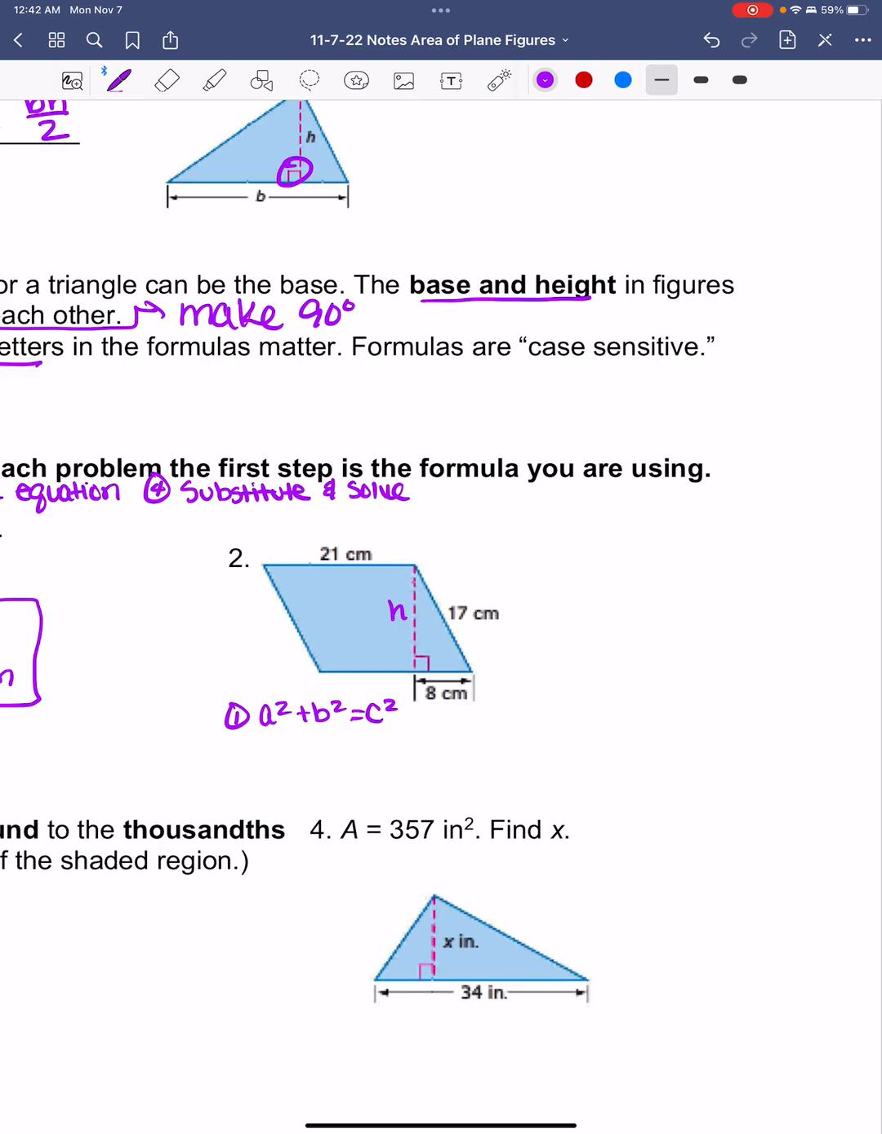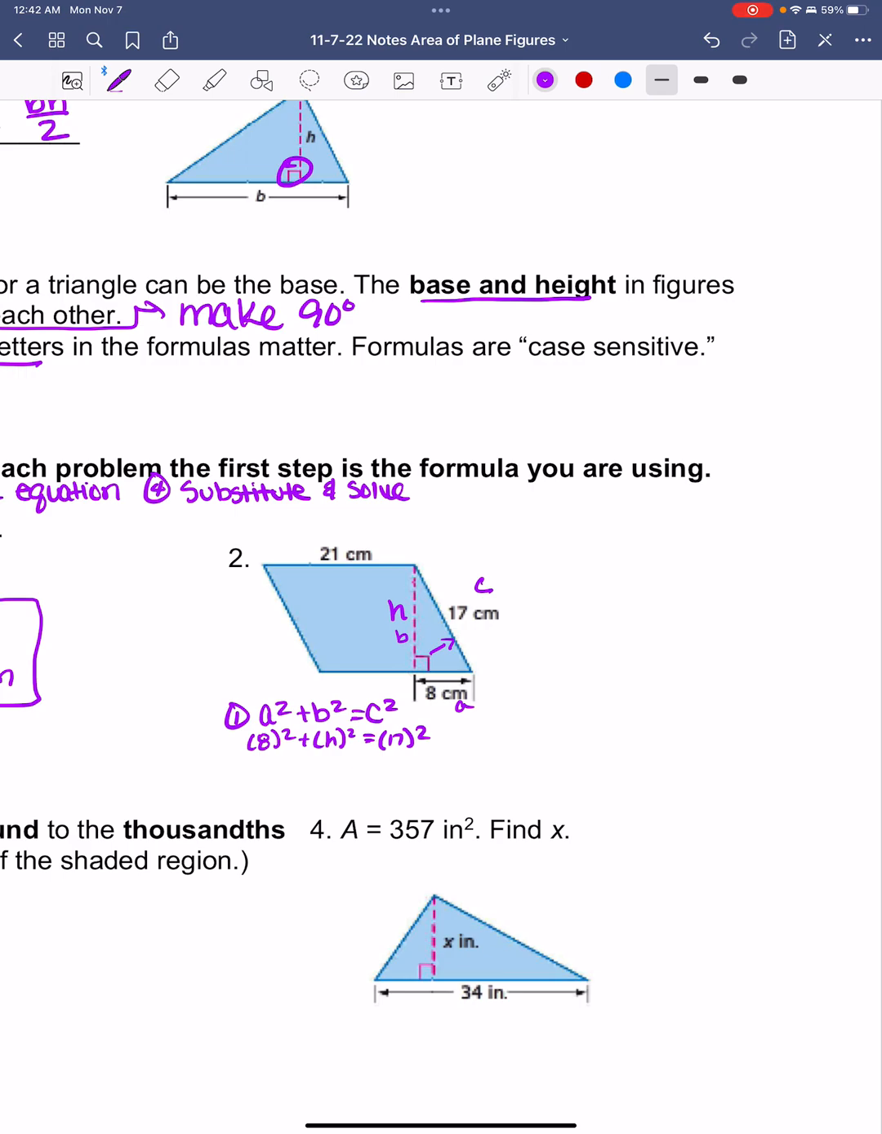A squared plus B squared is equal to C squared. You can label it either way as long as you know that C is going to be the one across from 90. It doesn't matter how you label your A and your B. Just whenever you're substituting, use parentheses. So that is going to be substituted in.